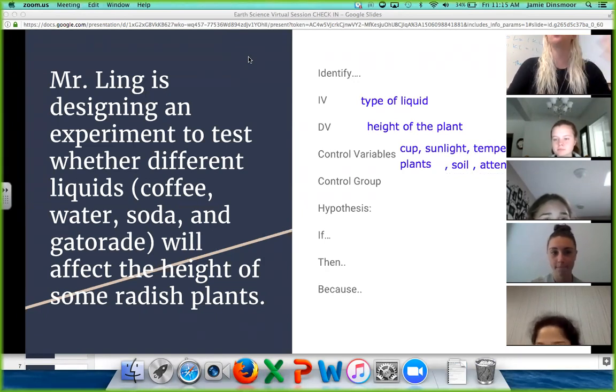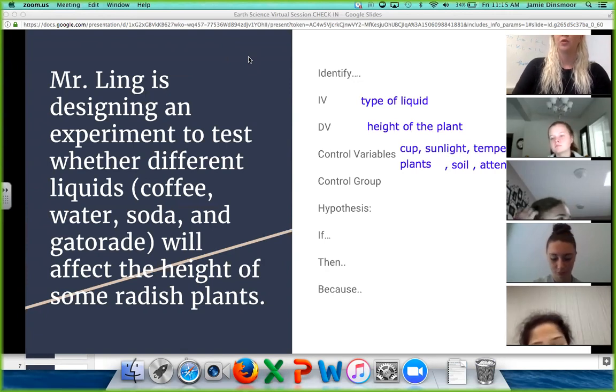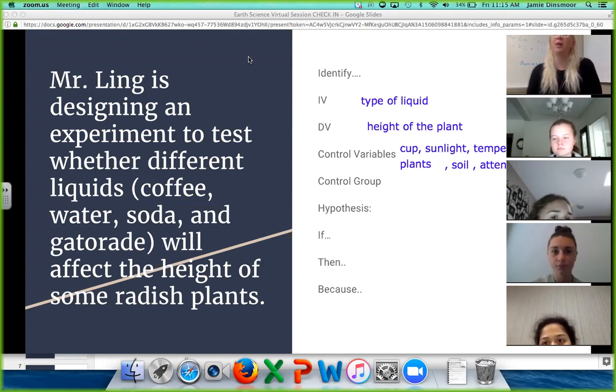Okay, and then what about a control group? So our control group is our normal condition. So what is normal for a plant? What do plants normally get watered with?